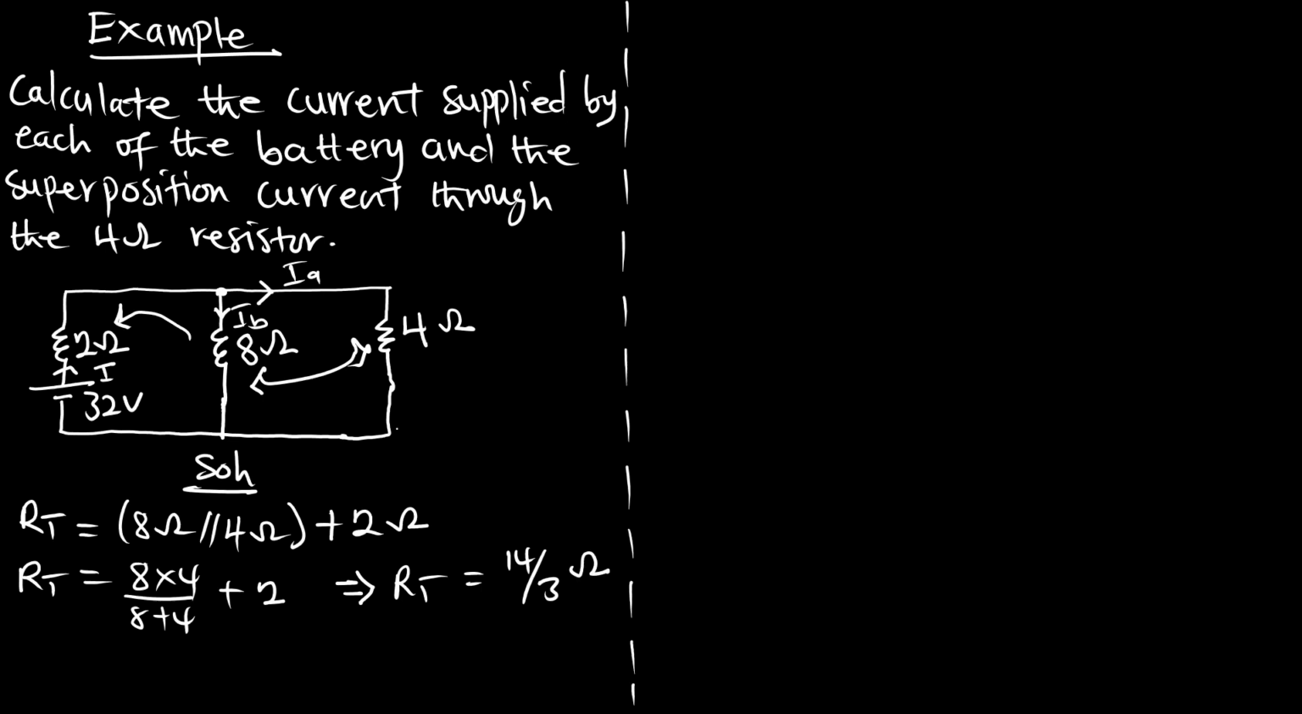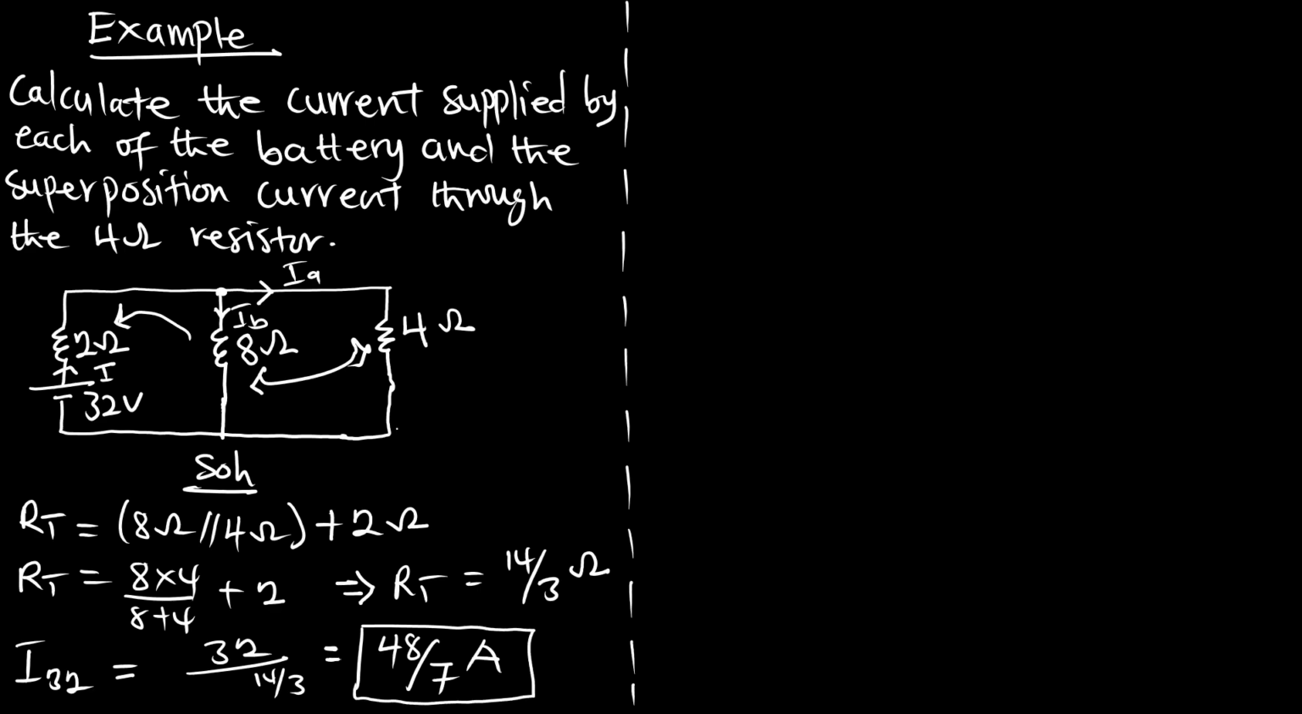Are we okay? So now by the Ohm's law, our current I produced by the 32 volt is going to be the voltage, which is 32 volts divided by 14 on 3. And this is going to give us a current of 48 on 7 amperes. So this is one of the solutions to our question. The current produced by the battery, which is a 32 volt, is going to be 48 on 7 amperes.